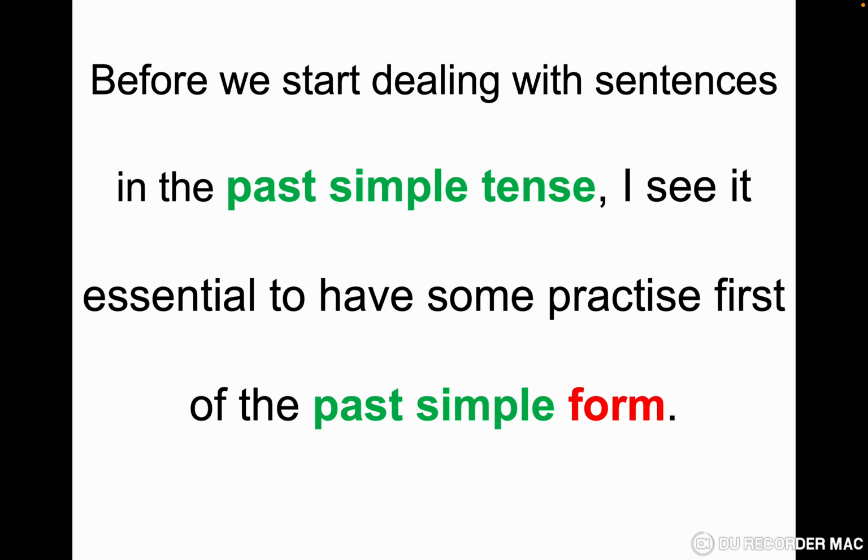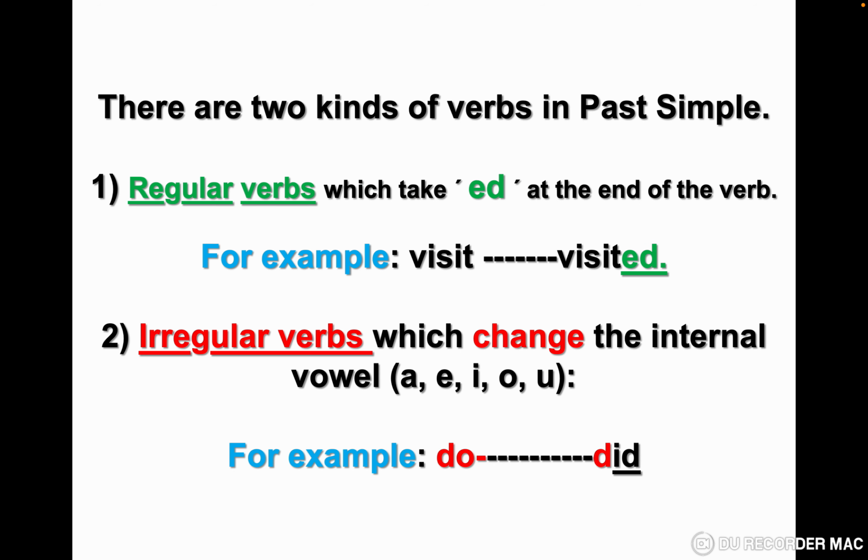Before we start dealing with verbs, as I said in the previous lesson, in the past simple tense, I see it as essential to have some practice first of the past simple form. There are two kinds of verbs in past simple: regular verbs, which take -ed at the end of the verb, for example, visit, visited, and irregular verbs, which change the internal vowel, the vowel that is inside.